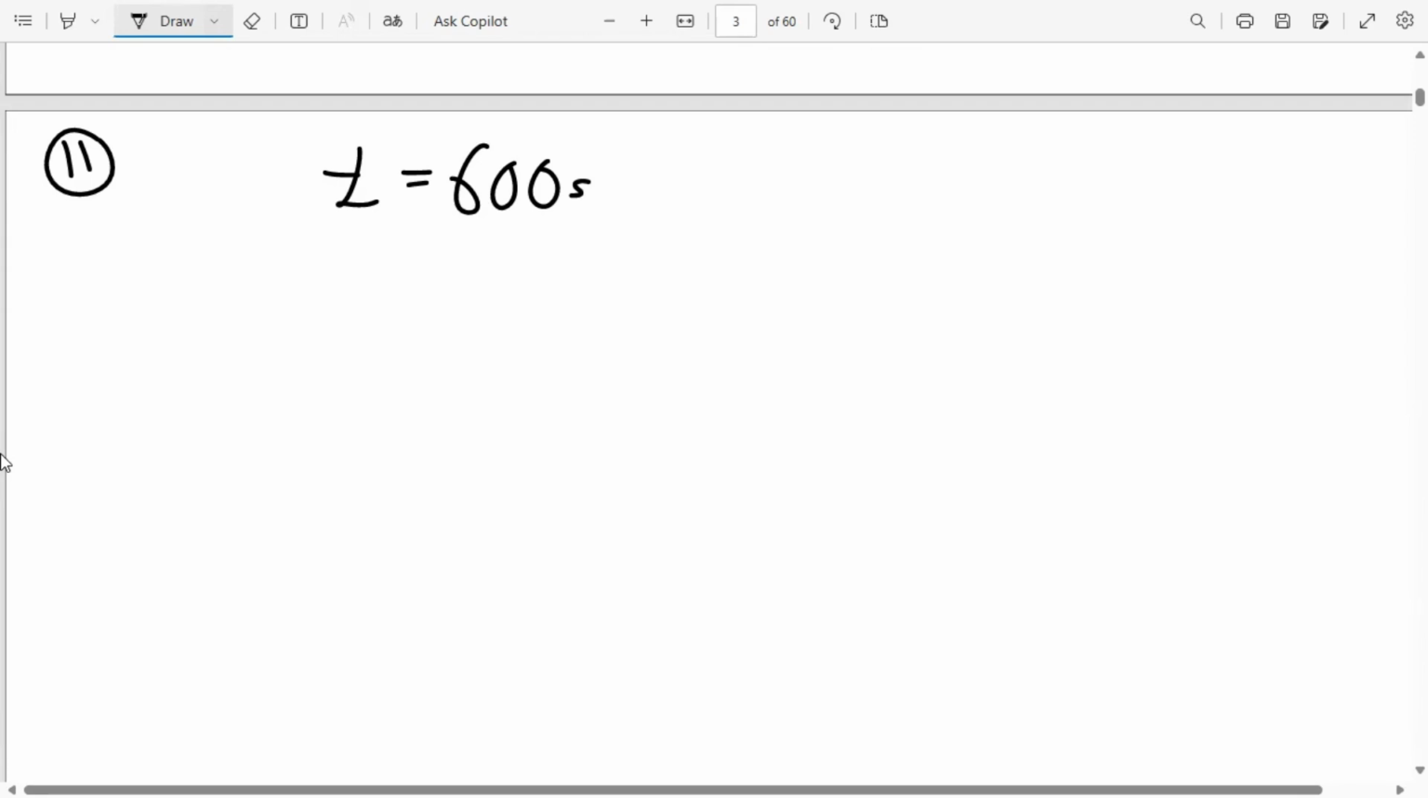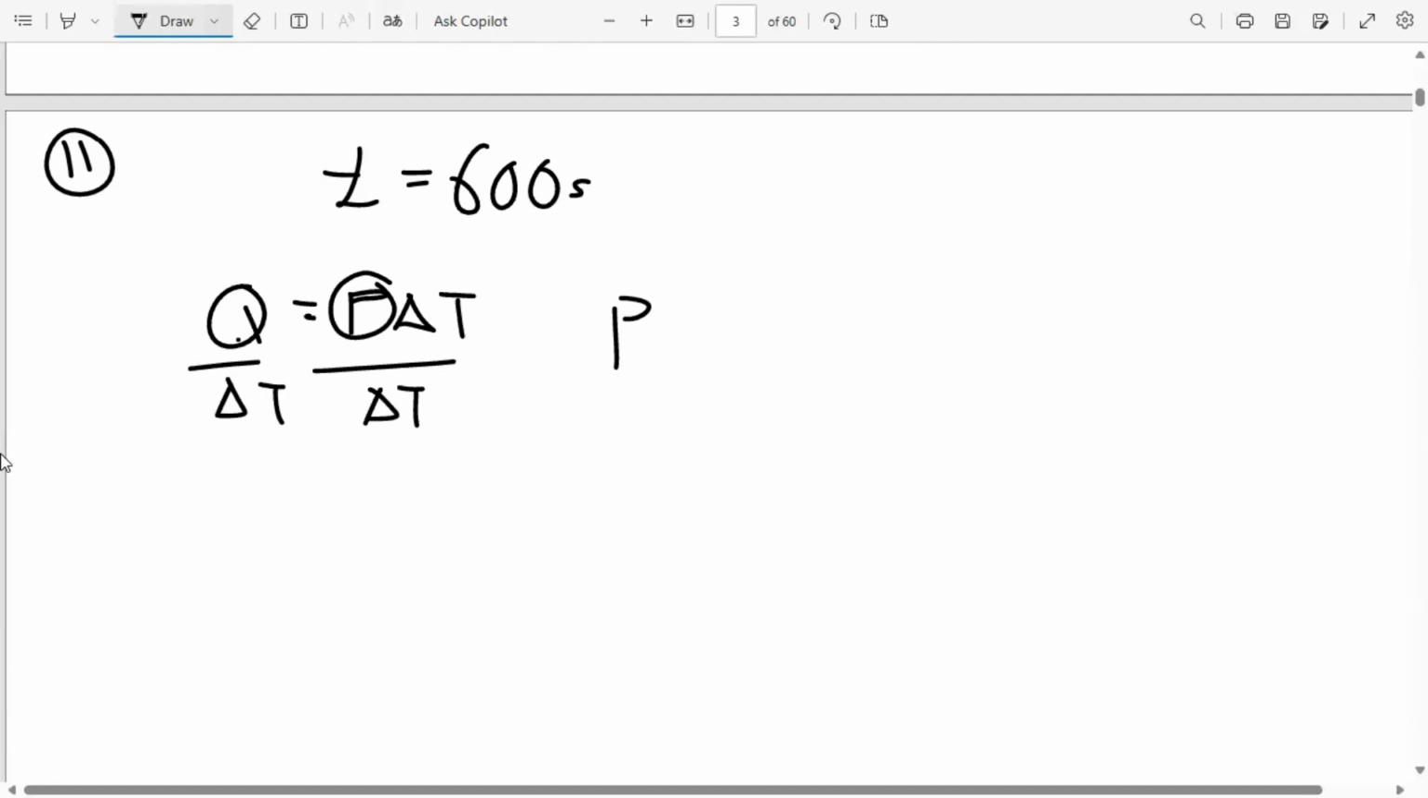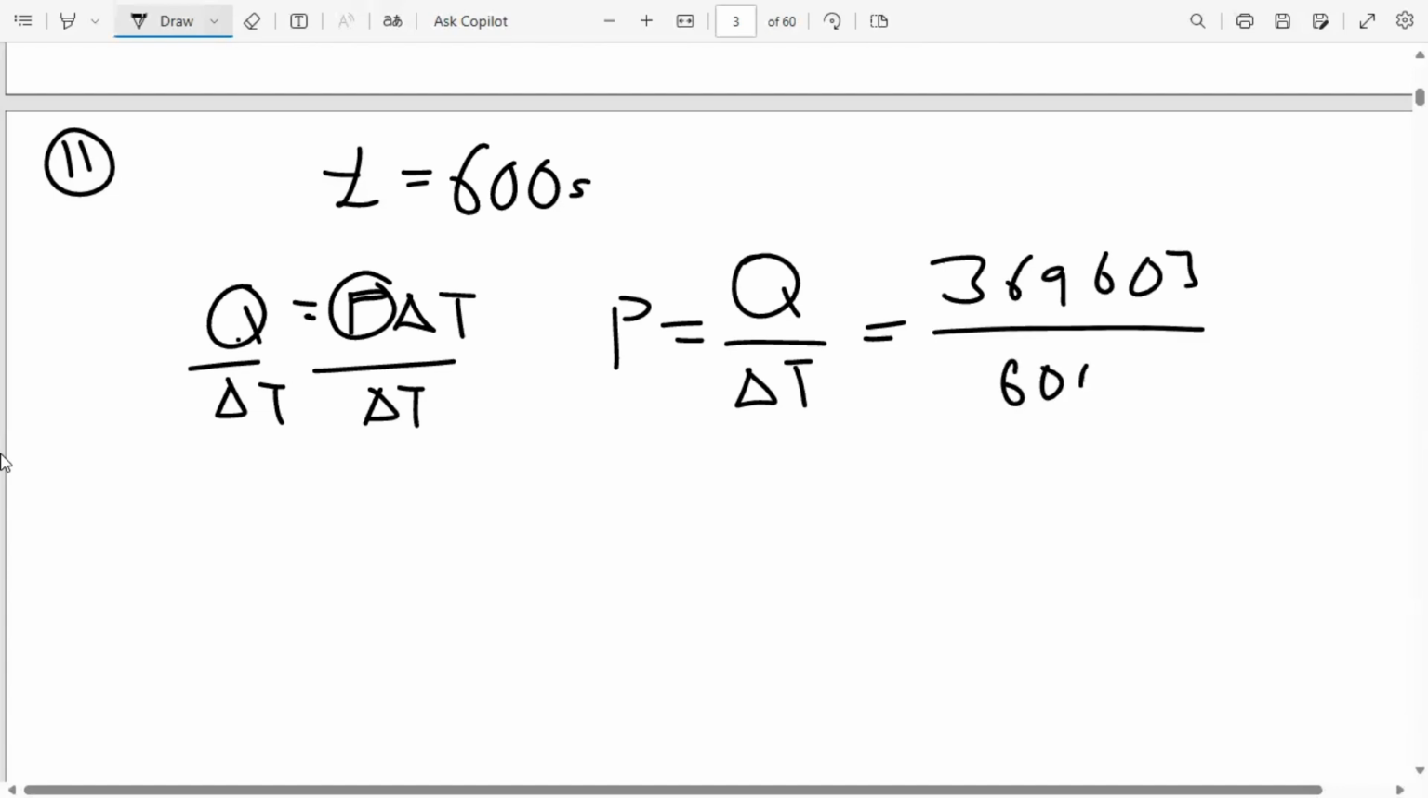Then, if we have our time, we know that energy is equal to power multiplied by change in time. So what are we looking for? We are looking for the rate at which it's losing energy, which is the same as the power. So I'm going to divide both sides by delta T. That means my power will be equal to Q, the energy lost, divided by delta T. The Q we're using here is the Q that we've already calculated, which is 36,960 joules, divided by the change in time, which is 600 seconds.